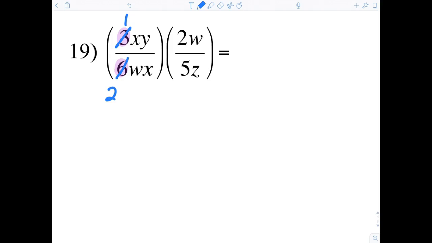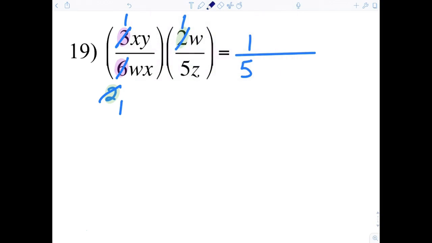Now what can I reduce out? 2 and 2. Thank you very much. This 2 and this 2 can now be reduced by a 1 and a 1. So my final answer, just the numbers, would be 1 over 5, or 1/5. Beautiful.